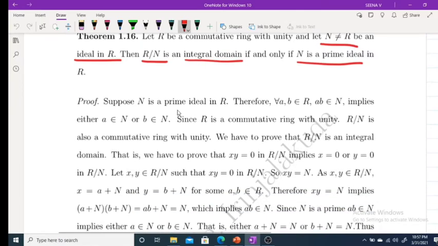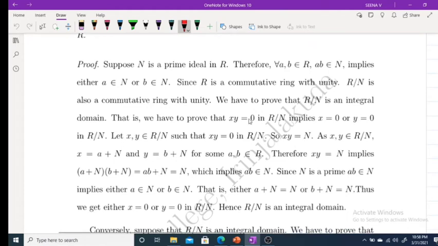Suppose N is a prime ideal. That means for every a, b belongs to R, ab belongs to N implies either a belongs to N or b belongs to N. Since R is a commutative ring with unity, R over N is also a commutative ring with unity. To prove R over N is an integral domain, we have to prove xy equal to 0 in R over N implies x equal to 0 or y equal to 0.